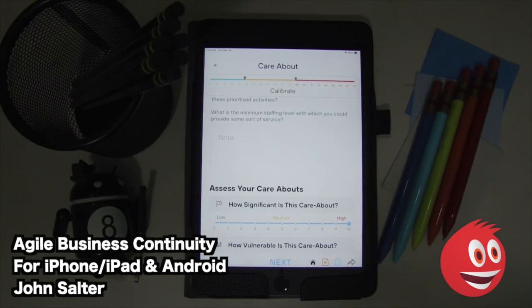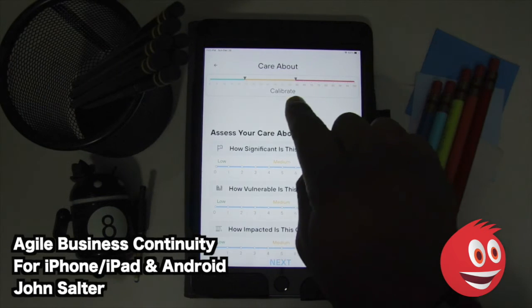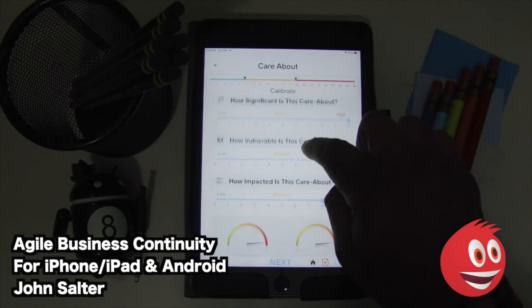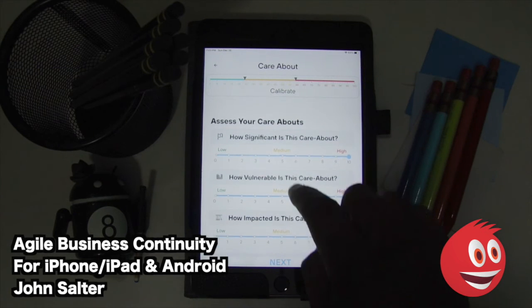Now here's the meat of this. We can assess our care-abouts. Remember those care-abouts that we spoke about earlier? How significant is this care-about? Now notice the word calibrate up there. You're going to see a couple of meters here on the bottom, and they're going to move up or down depending on how you assess these care-abouts.